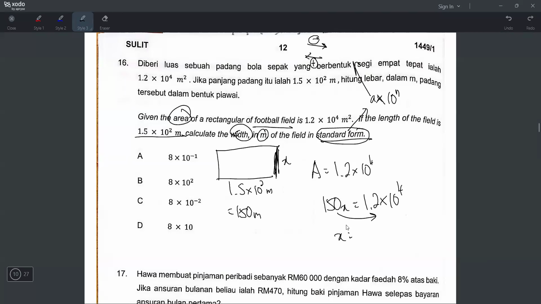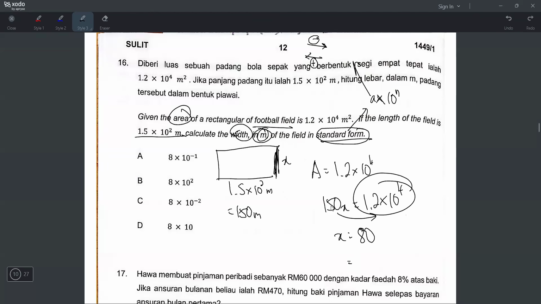So I'm gonna press now. 1.2 times 10 power 4 divide 150. Okay, my calculator give me 80. But they already said they want in standard form. So you just convert this to standard form and it will automatically be in meter already.